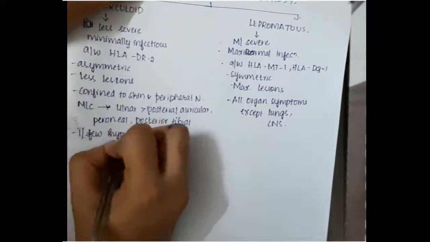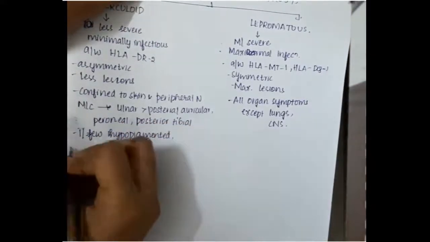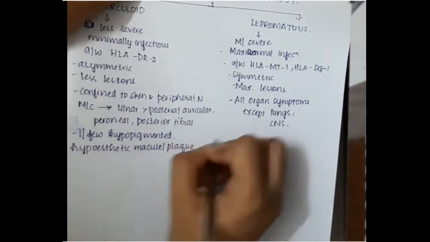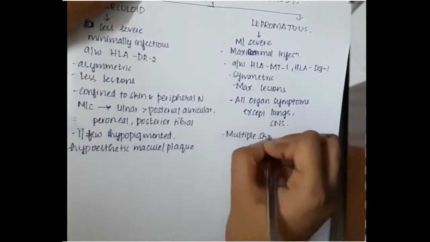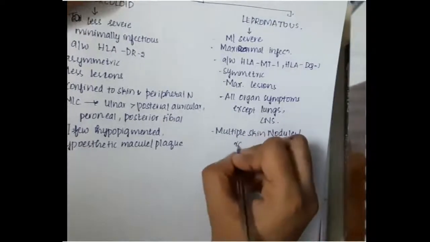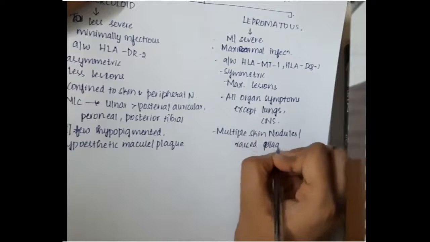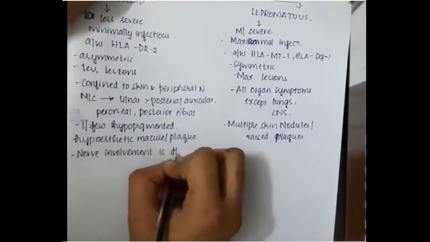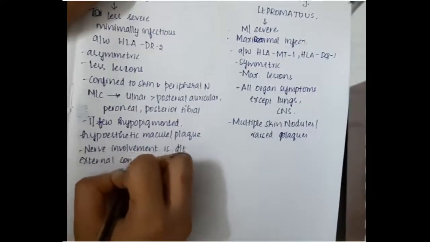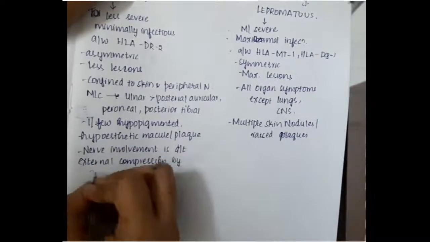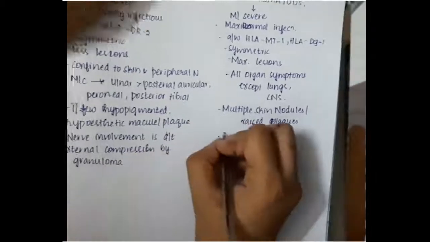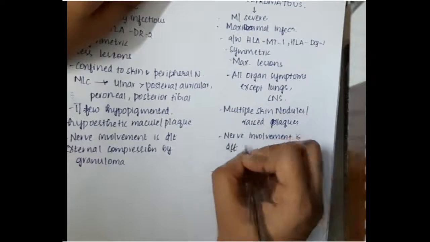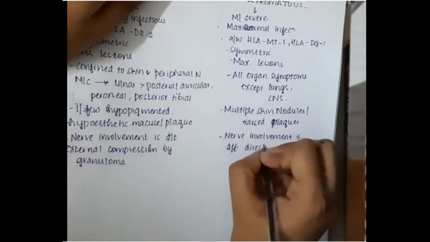Then in tuberculoid leprosy, one or a few hypopigmented, hypoaesthetic macules or plaques are involved. Whereas in lepromatous leprosy, multiple skin nodules or raised plaques are involved. In tuberculoid leprosy, nerve involvement is mainly due to external compression by the granuloma. Whereas in lepromatous leprosy, nerve involvement is due to direct invasion of bacilli.